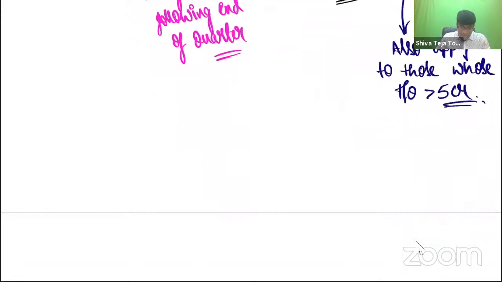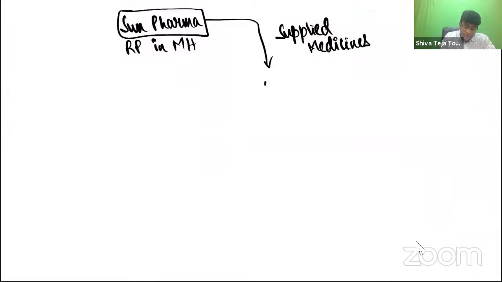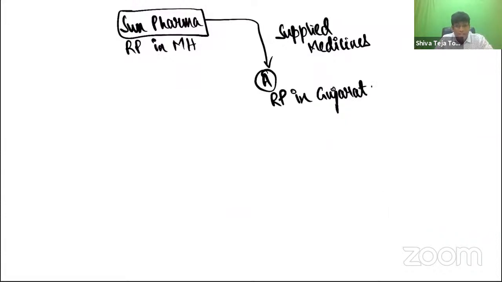Here. So let's say, for example, there is one company known as Sun Pharma. This Sun Pharma is a registered person in Maharashtra. Now, what they have done is that they have supplied medicines to Mr. A, who is also a registered person, but is a registered person in Gujarat. And we all know that GST registration is to be obtained state-wise, but not centralized. GST registration is very clearly state-wise, but not centralized.